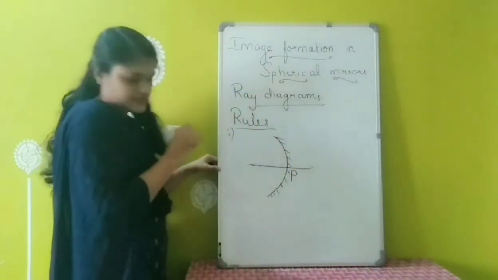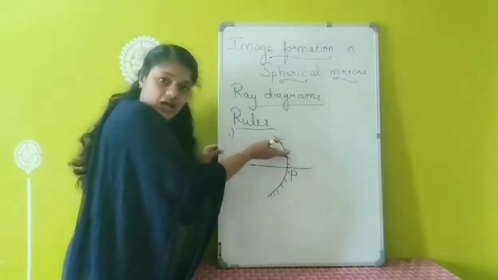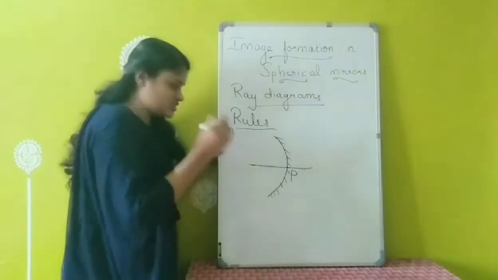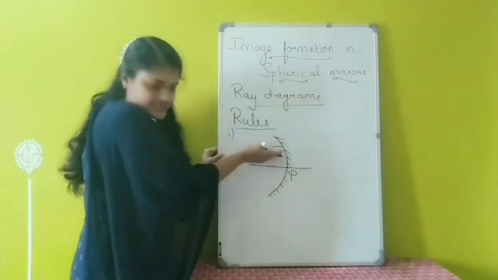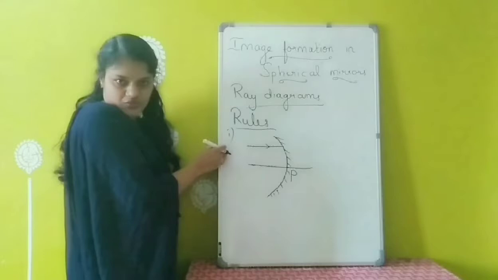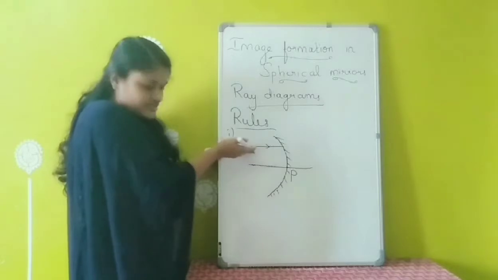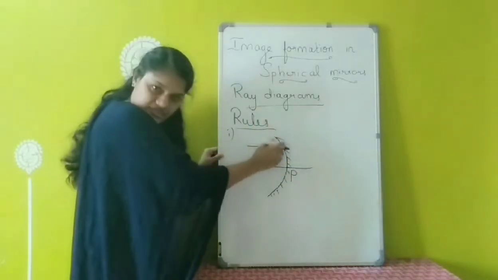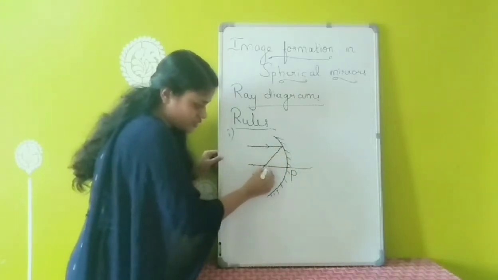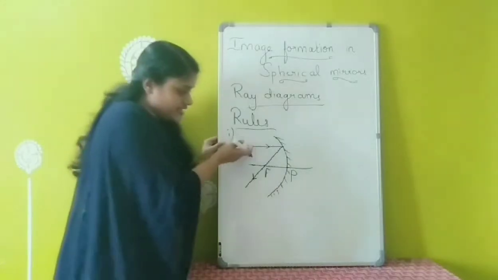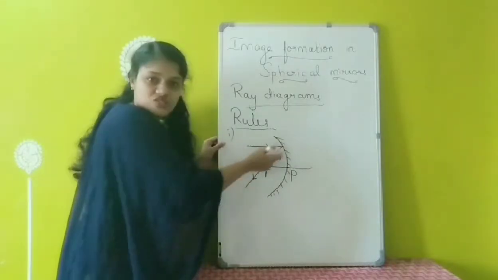This is the principal axis, and the first rule is: a light ray passing parallel to the principal axis, after reflection, passes through the focus. This light ray is coming from any object in front of the mirror, and this is the reflecting surface. So in front of the mirror we are placing an object, and this light ray is coming parallel to the principal axis; after reflection it passes through the focus. So this point is the focus. So the first rule is: a light ray passing parallel to the principal axis in case of a concave mirror, after reflection passes through the focus.